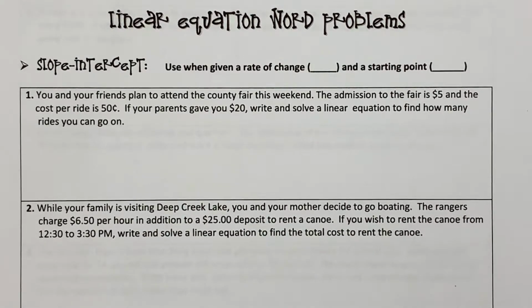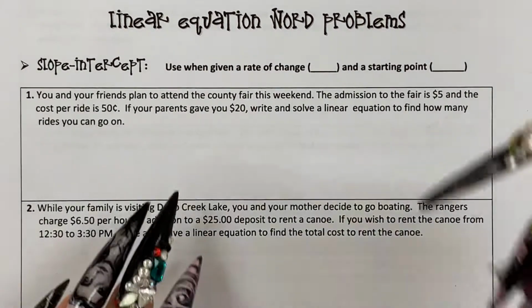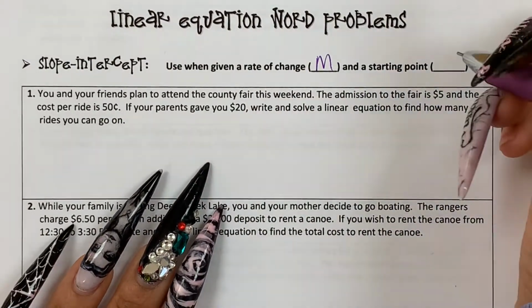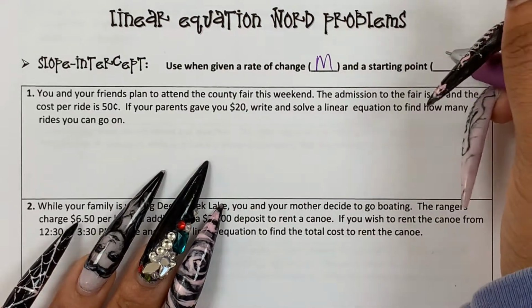Linear equation word problems. We're going to do some slope-intercept problems and some standard form problems. You use slope-intercept form when you are given a rate of change, which is your M or your slope, and a starting point, which is your B.